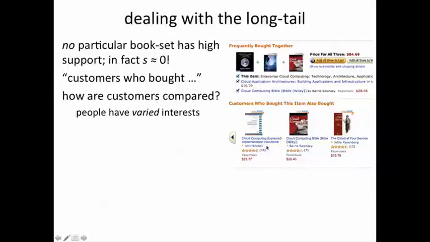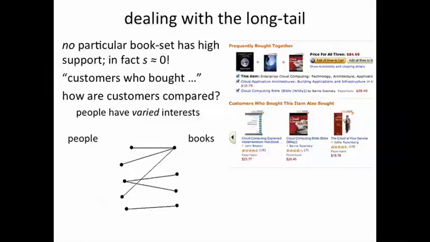So somebody interested in cloud computing might also be interested in big data, might also be interested in poetry, but we don't see poetry books over here. So what's going on? Well, as we mentioned long back, some of these data sets are actually bipartite, in the sense that we have transactions where people buy books and books are bought by people.